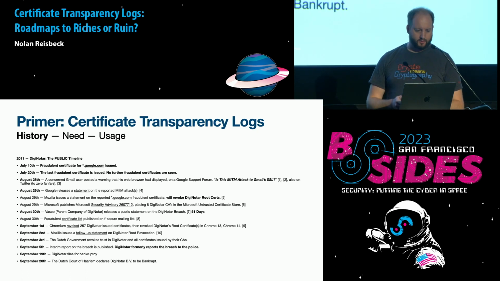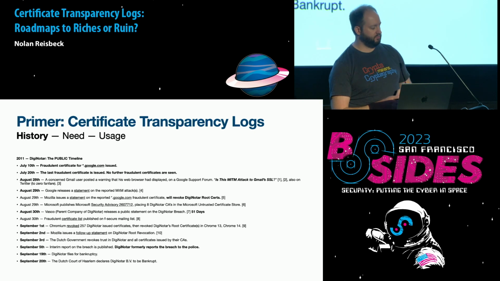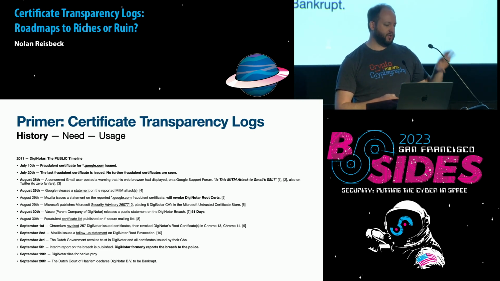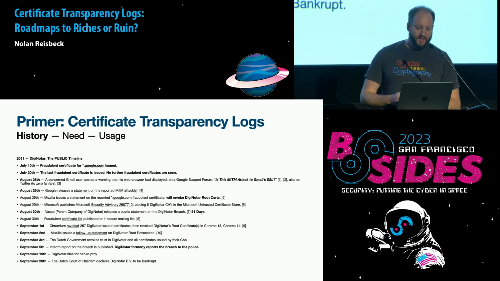September 3rd, the Dutch government also revoked trust in the DigiNotar root. Now this is also kind of important because the Dutch government used DigiNotar as their primary CA for a lot of things like taxes and healthcare and things like that. So Chromium's out, Mozilla's out, the Dutch government is out, and things are not really looking so good for DigiNotar.